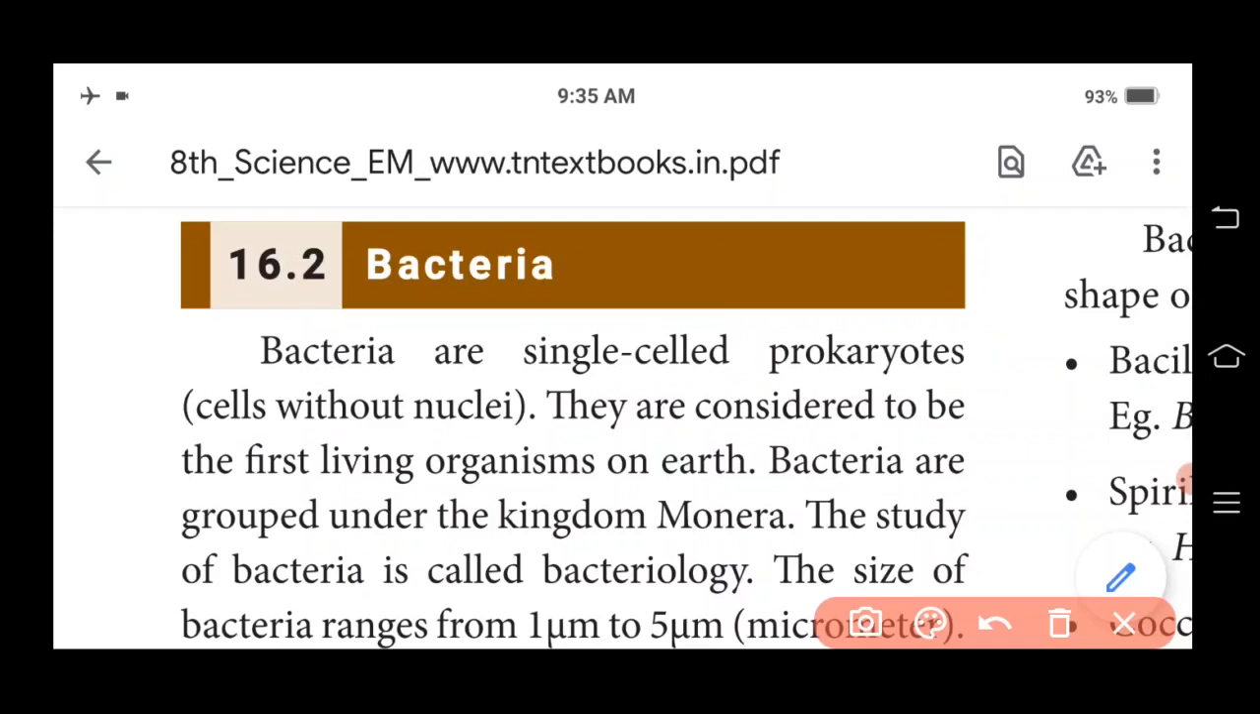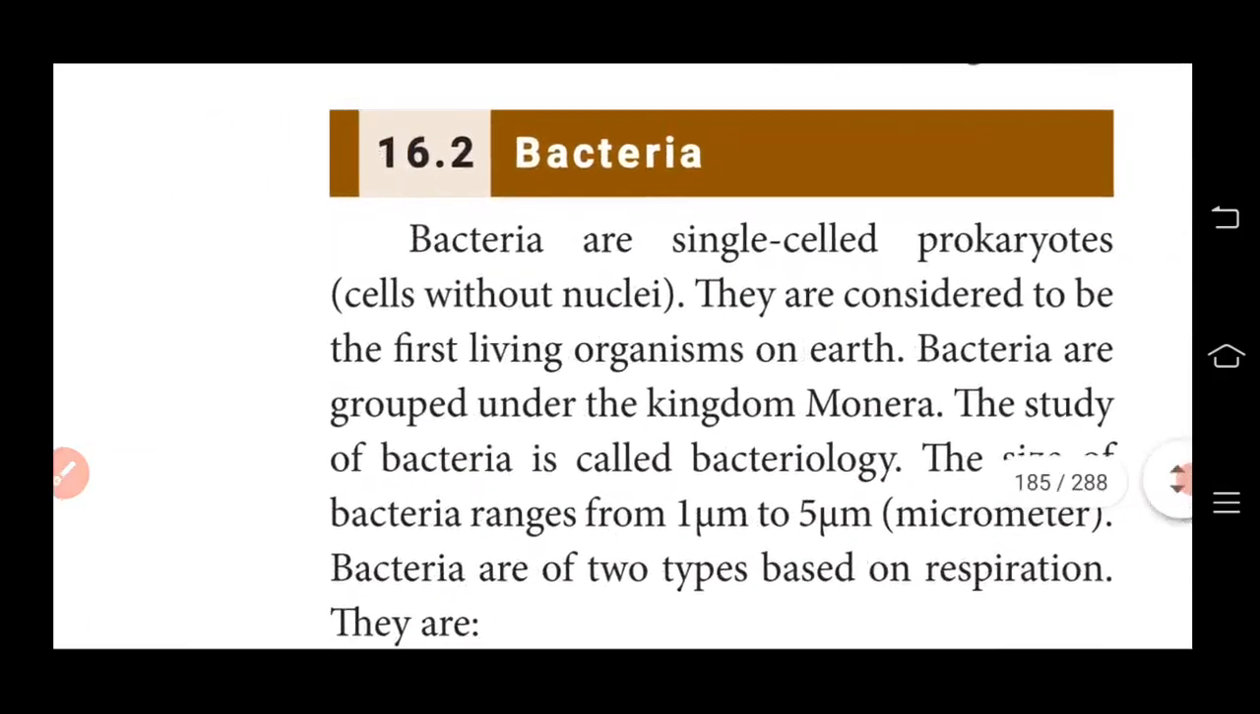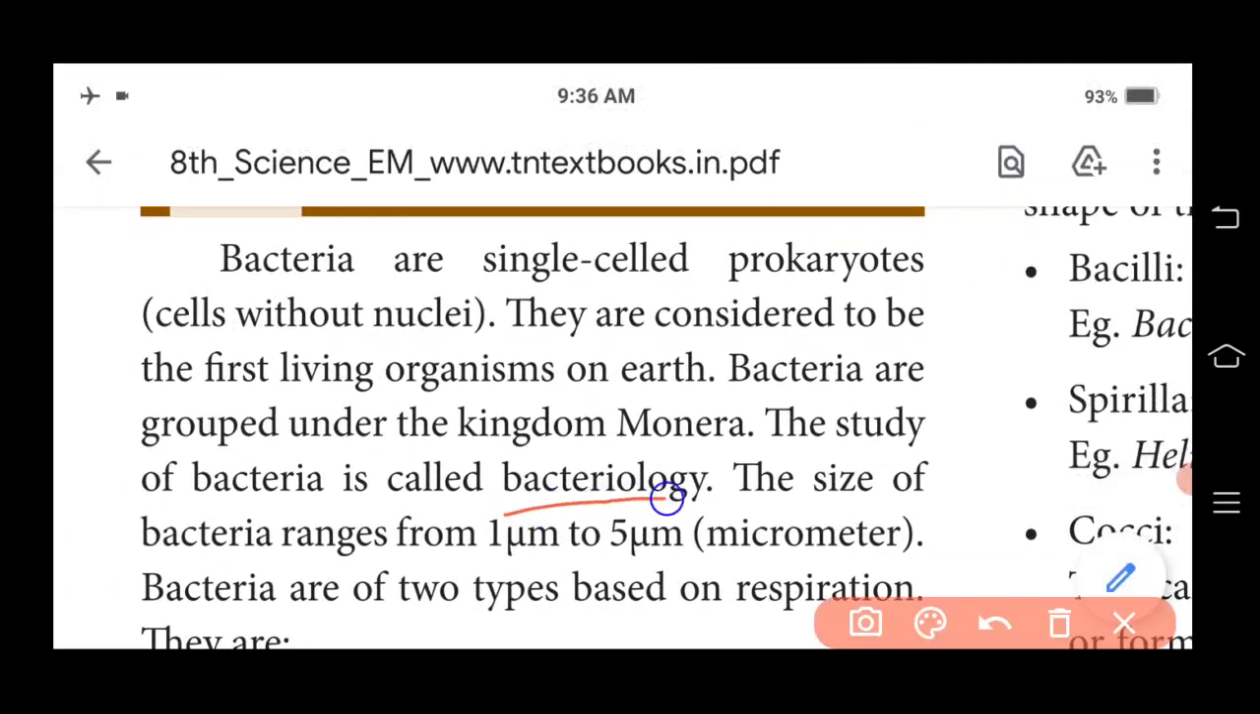They are considered to be the first living organisms on the earth. So, important 1 mark question: which is the first living organism on the earth? The answer is bacteria. Bacteria are grouped under the kingdom called Monera. The study of bacteria is called bacteriology.